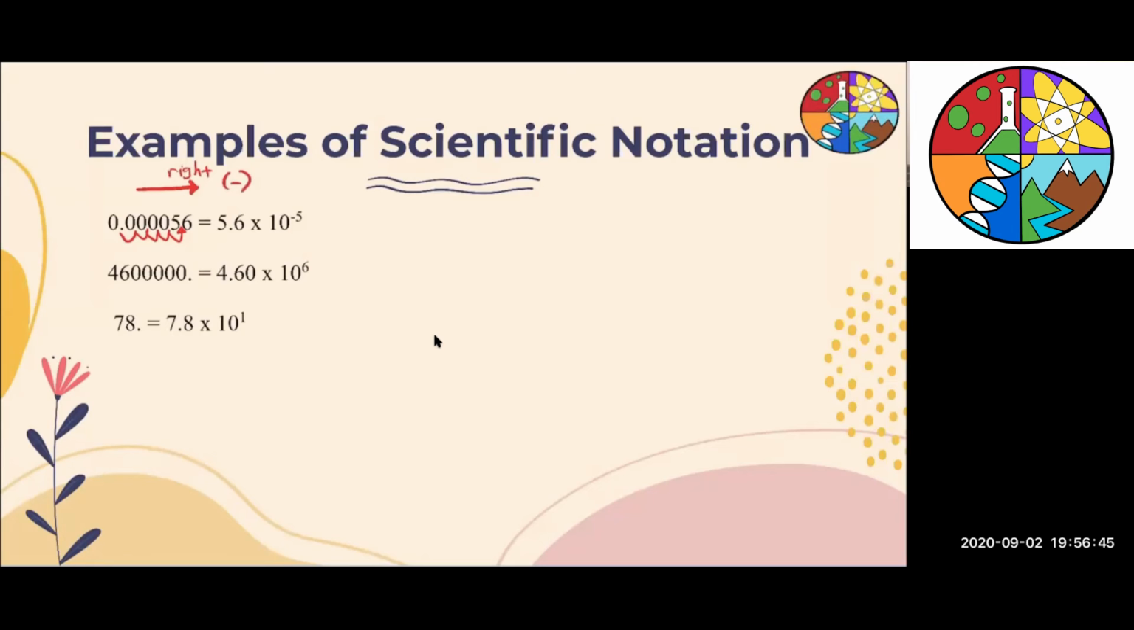So that is a negative number. That is why the answer is 5.6 times 10 to the negative fifth. From here, you'll go 1, 2, 3, 4, 5, 6. And that is why this is 6, and this is 5, and this is why it's 10 to the 6. Left is positive, right is negative in this case. Your 78, you can just go 7.8 times 10 to the 1, first power.